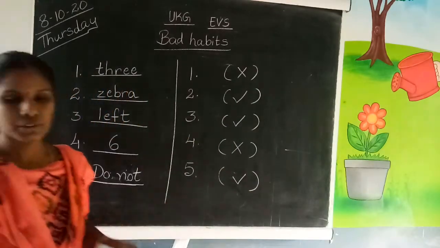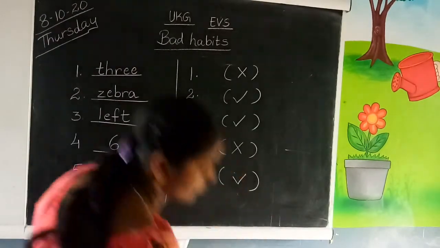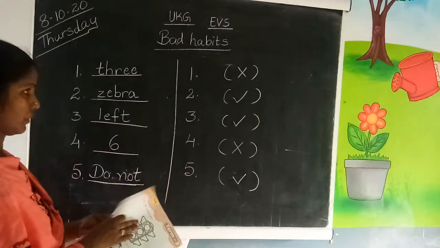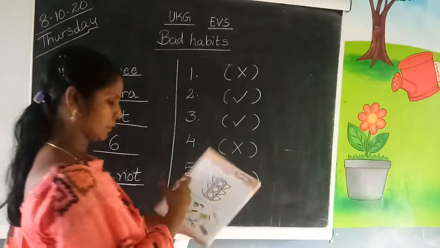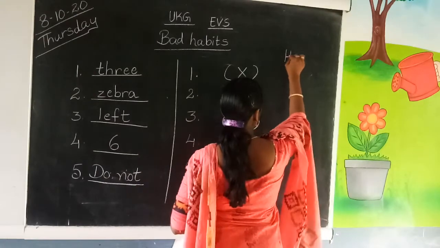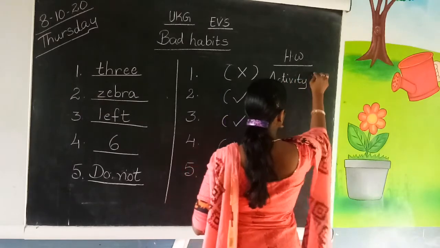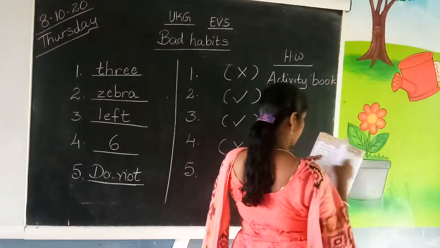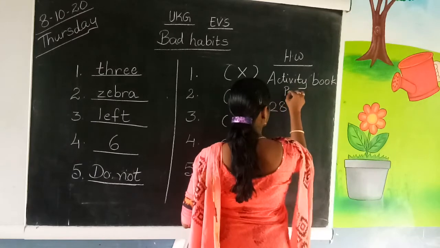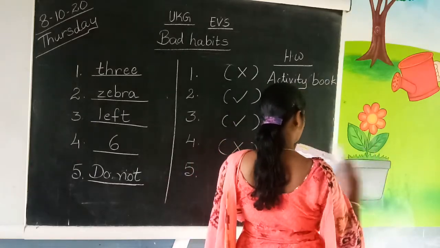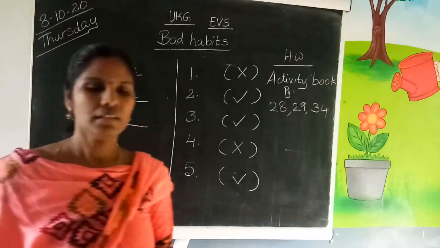And the last one, after the lesson is completed, I will tell you. Note it down. Activity book, page number 28, 29 and 34. Page 28, 29 and 34. Okay, you should complete these three pages and send me the pics.